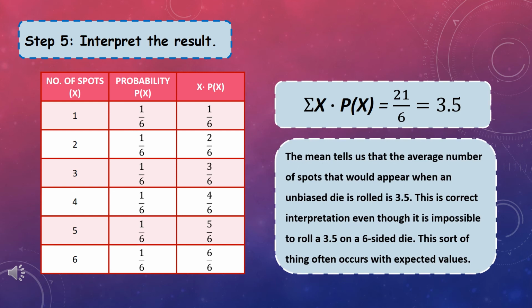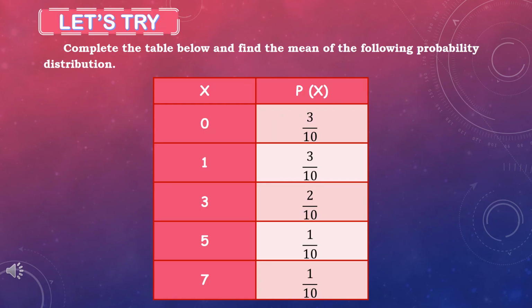Then step 5 is to interpret the result. Ayan. So now, you can try to answer it on your own. Let's try to complete the table below and find the mean of the following probability distribution. Find the mean of the given probability distribution. Okay? So, ito yung mga given natin.